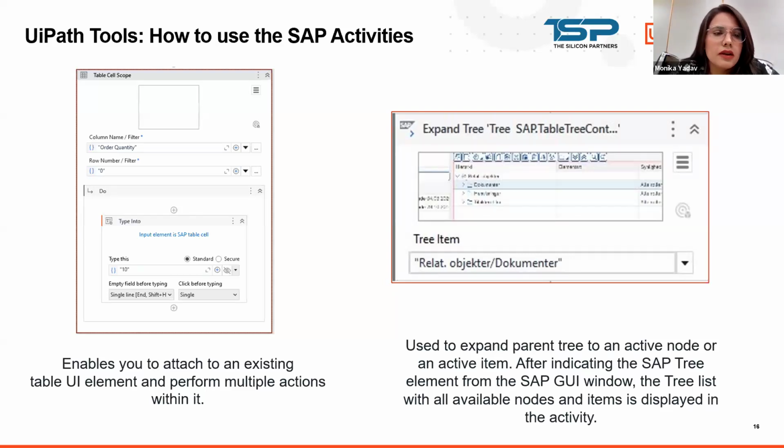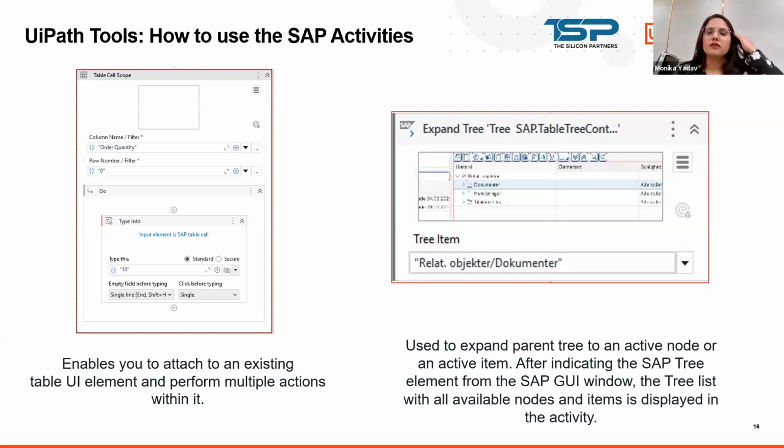Like in this example, I have used the type into activity. So what it will do is in the 0th row, under the column order quantity, it will enter the value as 10. So we are just good to go. And the best part is we don't have to give any selectors in the type into activity as well, because it will automatically take the coordinates from the above.